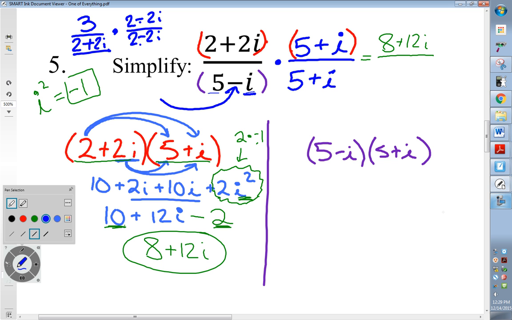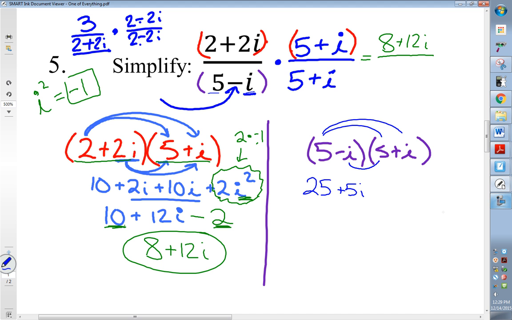Okay, so here we're going to take 5 times 5. It's 25. 5 times i is a positive 5i. The next thing we're going to do is take that one times that one. Negative i times 5 is a negative 5i. Right? And then negative i times i is negative i squared.